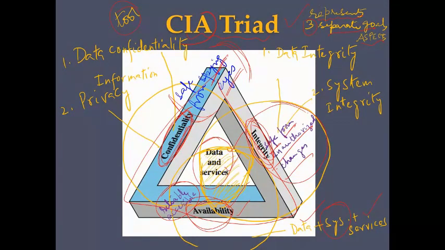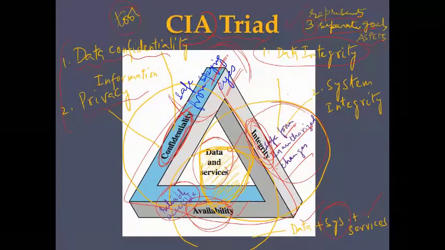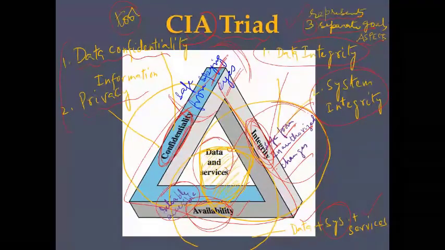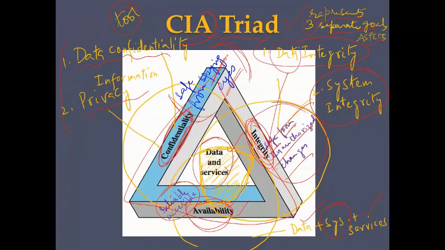The other terms related to confidentiality are data confidentiality and information privacy. We will study these two later. In the same way, integrity involves two terms: data integrity and system integrity. These two terms are connected with integrity. We are ensuring the integrity of the data, and at the same time we are ensuring the integrity of the system. In the same way, we have availability of the data, system, and services. That's all. So this is the whole scenario, examples, and extension of our CIA triad.